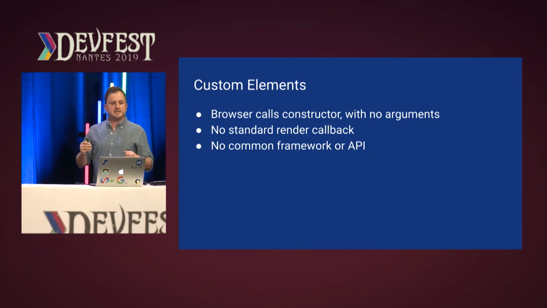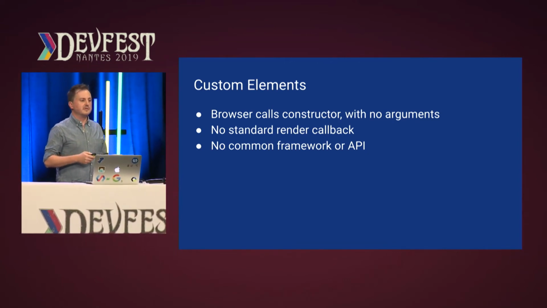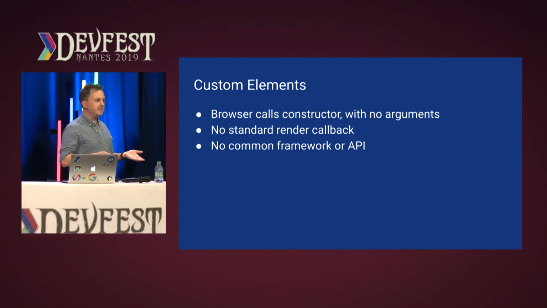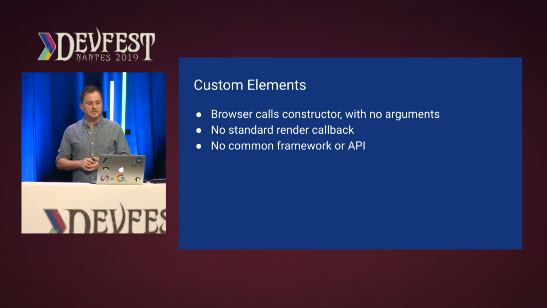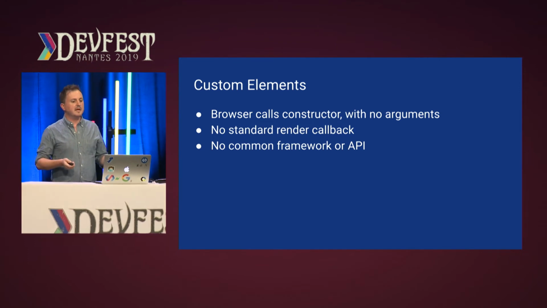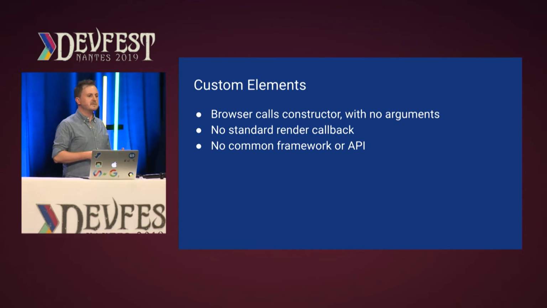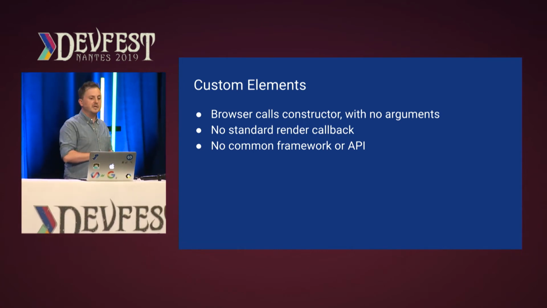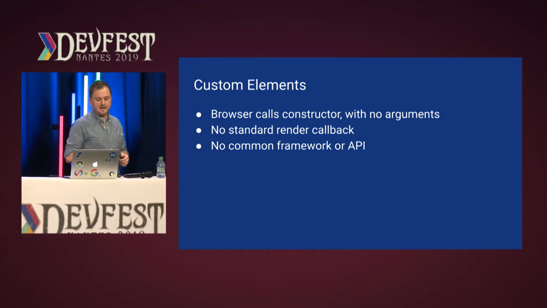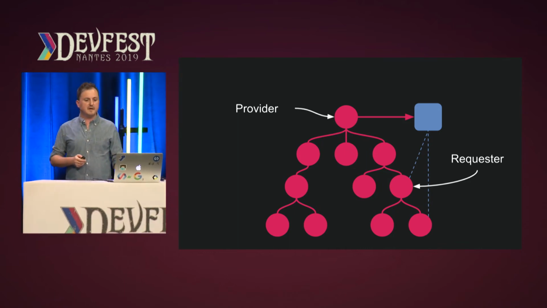But there's a little bit of tension here with custom elements. With custom elements, it's the browser that calls the constructor with no arguments. We don't have any control over this. And there's also no standard render callback. The render callback that you've seen here is an invention of LitElement. And we aren't able to rely on some common framework or API that the components share, especially if there are components that are far away from each other, and they might have some components in the middle that don't participate in this API.